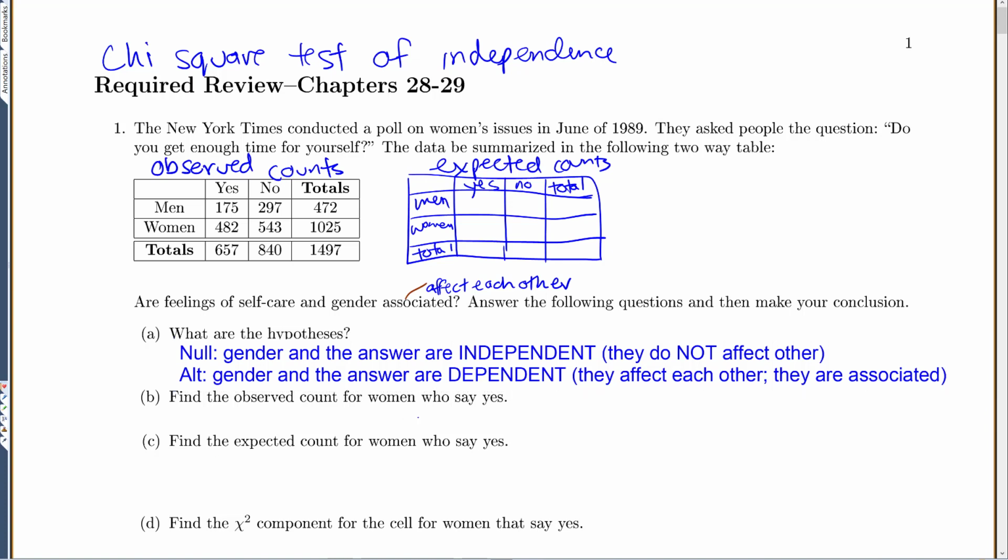Part B, find the observed count for the women who say yes. So we're looking for women who say yes. Our observed count, the one we actually got, was 482. Now let's find the expected count for the women who say yes. So women who say yes, that would be this spot right here. When we find expected counts, that's always going to be equal to our row total times our column total divided by our grand total.